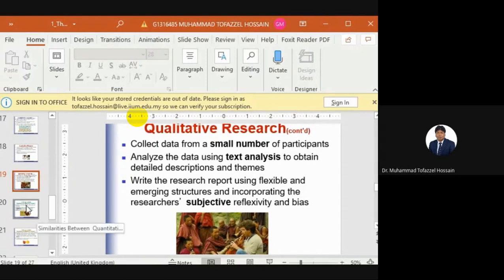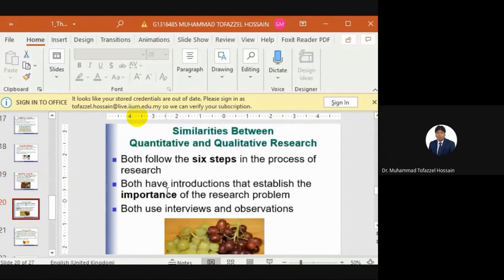Yes, sir. But in the case of quantitative research, you have no chance of doing that, because you only have the data that you get from the source, and you have to interpret and explain it. Then, similarities between quantitative and qualitative research.